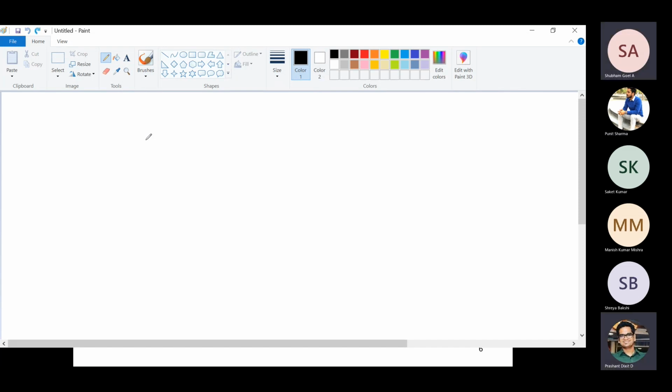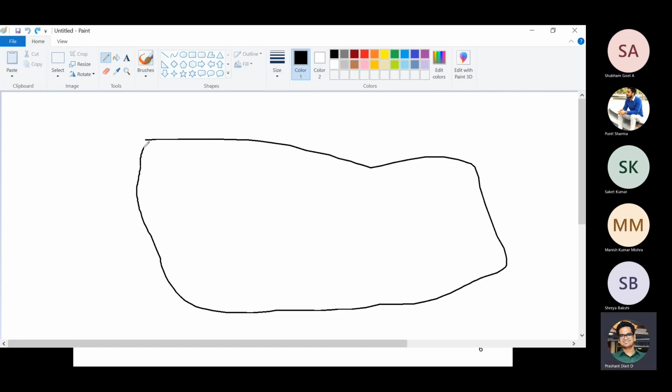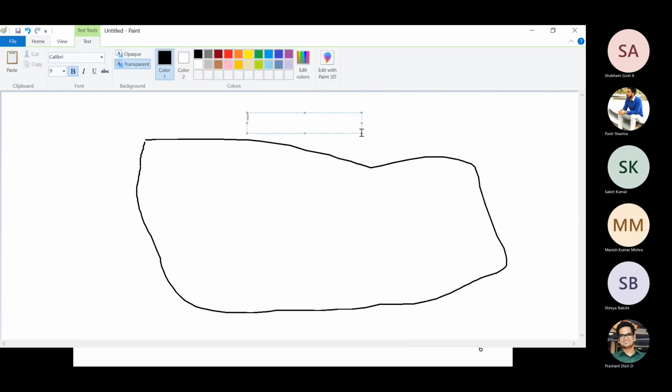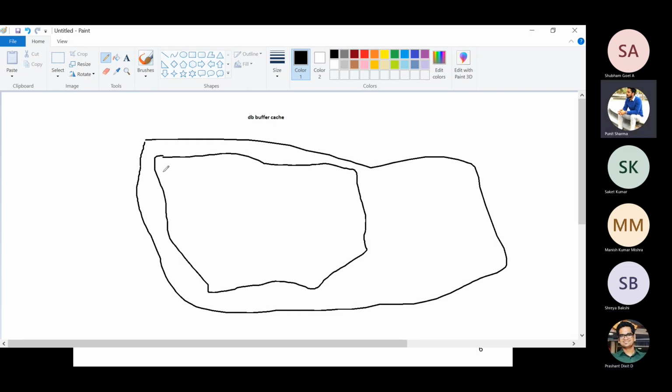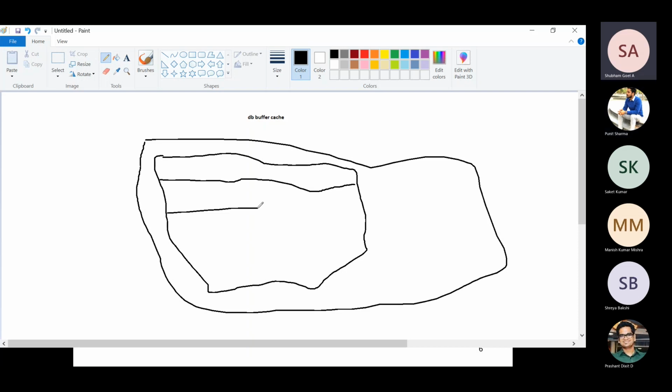All right. So you've got an SGA, and within the SGA, you've got a DB buffer cache. So within the DB buffer cache, what is the purpose of having it? Why do we have the DB buffer cache? It will put the block in the buffer cache, meaning whatever is read from the disk.